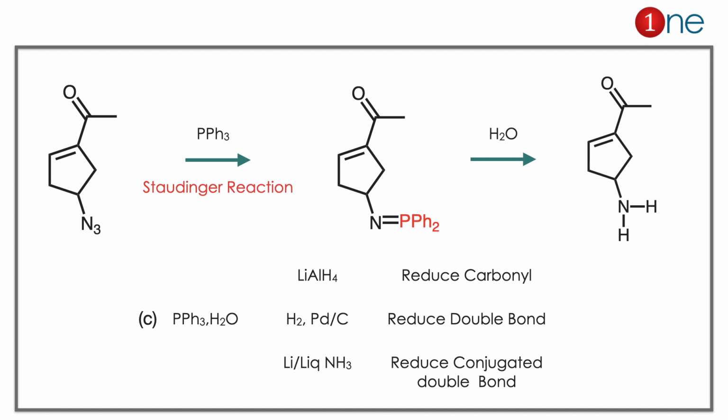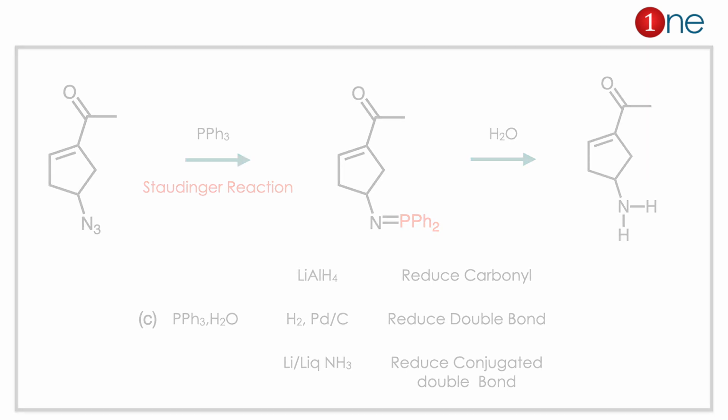Here you have to learn two important things. One is the Staudinger reaction. Staudinger reaction converts N3 to NH2 by phosphine reaction. Second thing is about reagent selectivity. Whenever you have to choose the reagent for the reaction, you have to think of the mutual selectivity as well as eliminate the other possible side reactions. That's why here phosphine is the appropriate reagent.